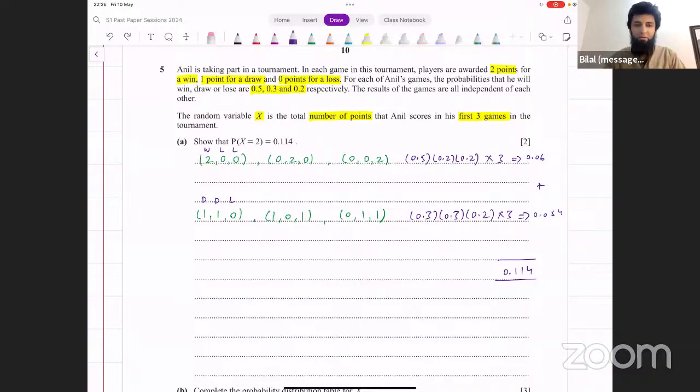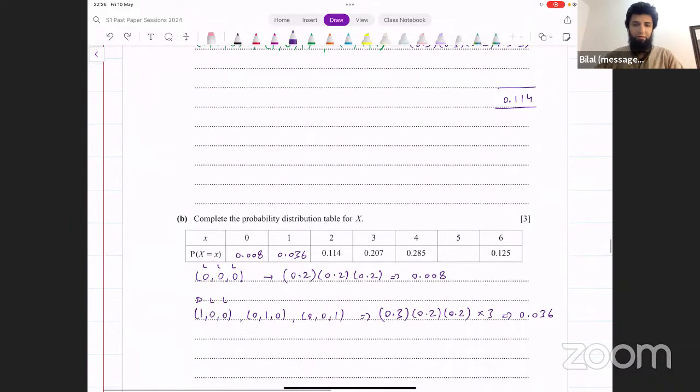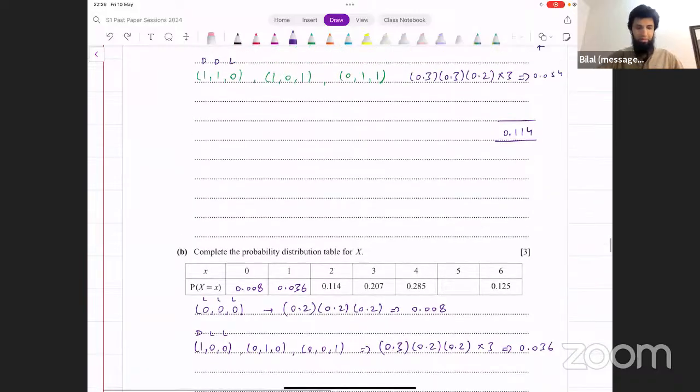So there was one question left when our last session ended. We were done with part A of question number 5 and also almost part B of question number 4 as well. We have one question left after this. Now let's quickly complete this paper.